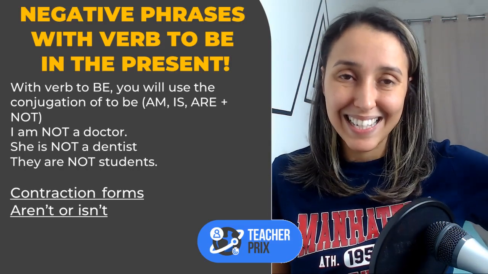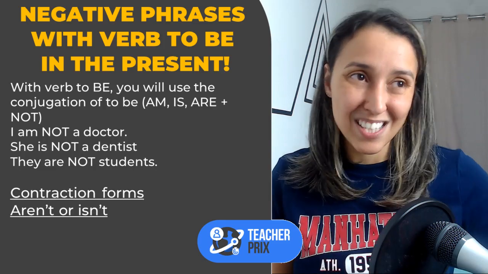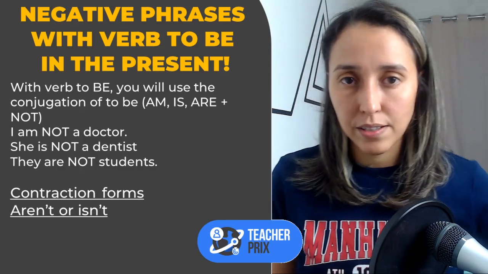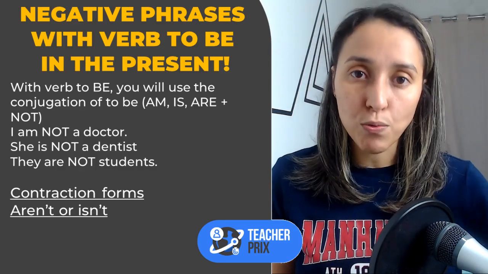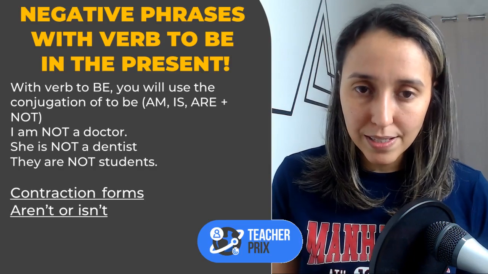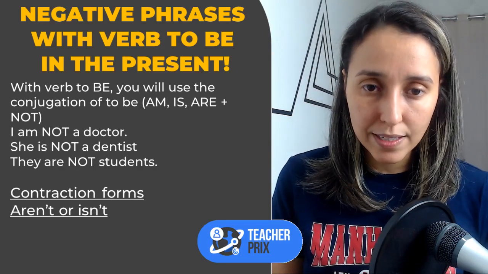My sister is not vegetarian. My friend is not a soccer player. They are not students. So you will conjugate verb to be. You will use the conjugation of verb to be in the present, and then you will add the word not.